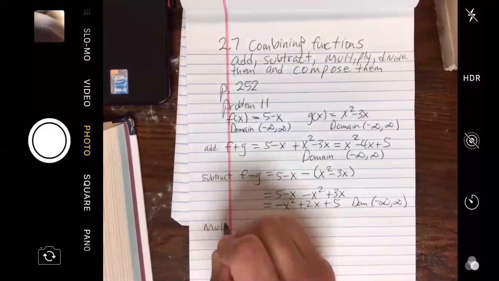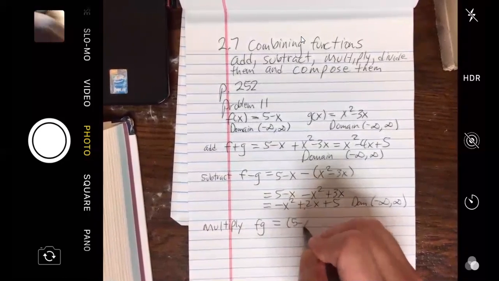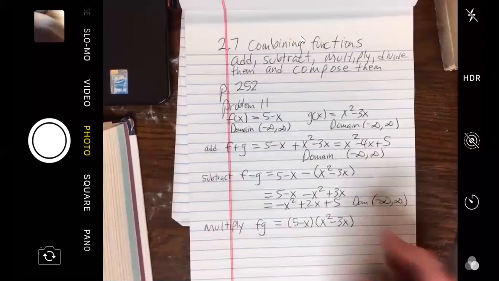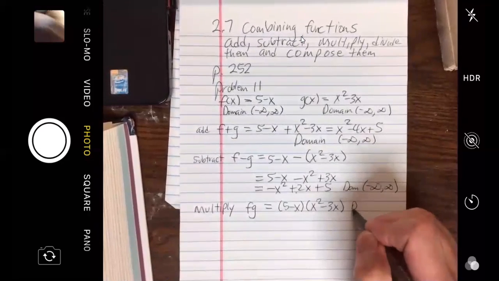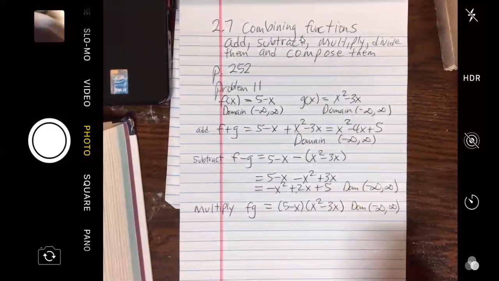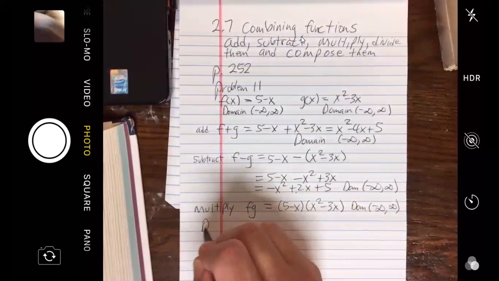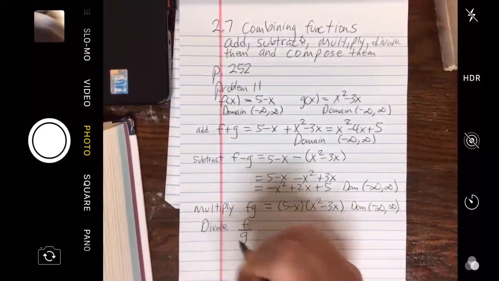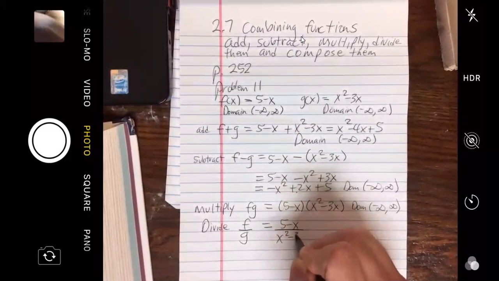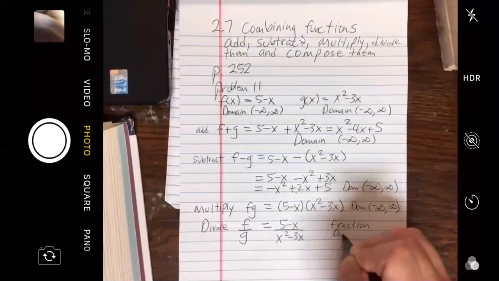Let's multiply. fg just puts them together. 5 minus x, x squared minus 3x. We could FOIL it out, but you don't really have to. Domain, negative infinity to infinity. And I think you're going to create some domain problems when you divide them. f divided by g. It's f on top, g on bottom. And now you have a fraction domain problem.